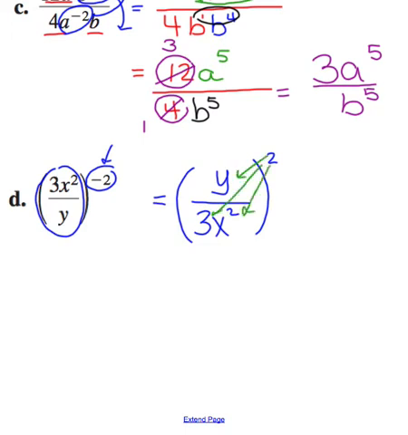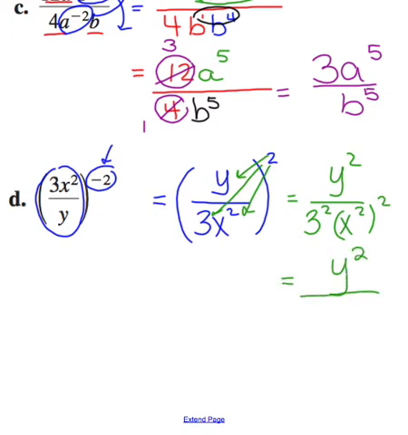Now we can distribute in to all of the pieces. So you're going to get y squared, 3 squared, x squared, squared. Now I'm going to clean up that denominator. 3 times 3 is 9. And now x squared times x squared, that's a power to a power, so we multiply those numbers.